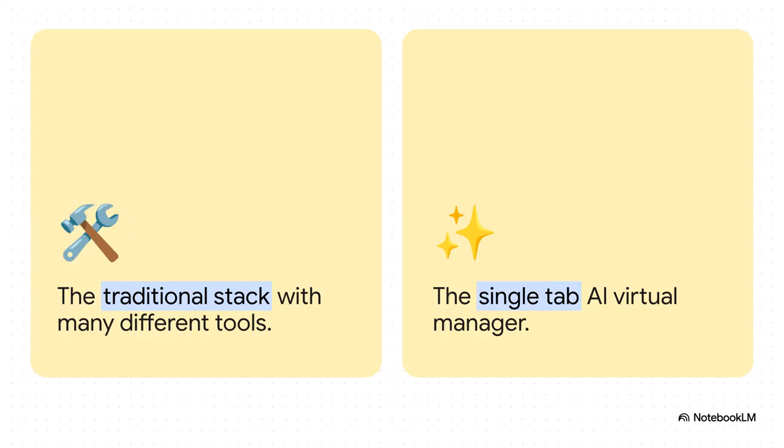Well, traditionally, you don't just hire people. You end up buying this absolute mountain of software. You usually need an enrichment tool like Apollo, a sequencer like SmartLead, a CRM like HubSpot, a scheduler like Calendly. It's a lot to juggle.